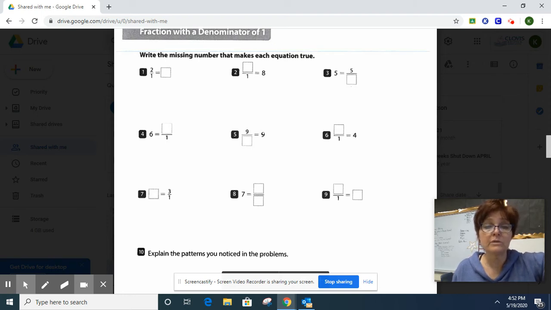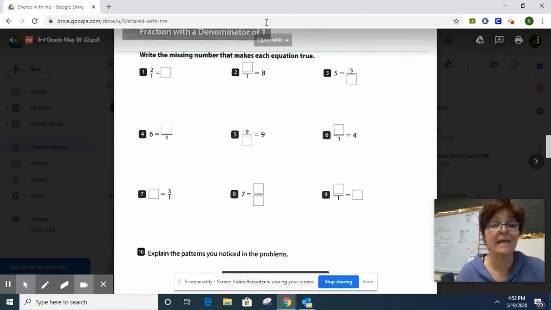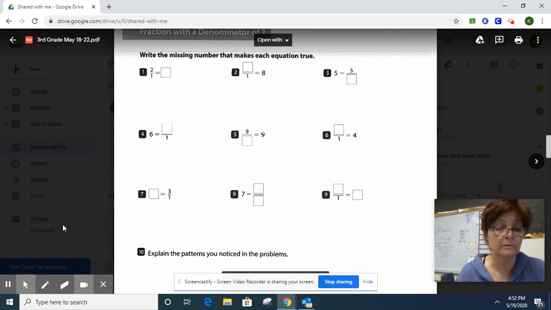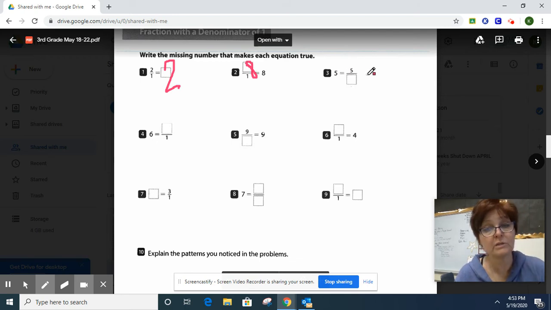Okay, so if you notice on number 1, it has a 1 as a denominator and 2 over that. Any number that has a denominator of 1 is that number. So 2 over 1 equals 2 whole. Number 2, what over 1 equals 8 whole? Okay, that one's going to be 8. Number 3, 5 equals 5 over 1. Do you get the point?